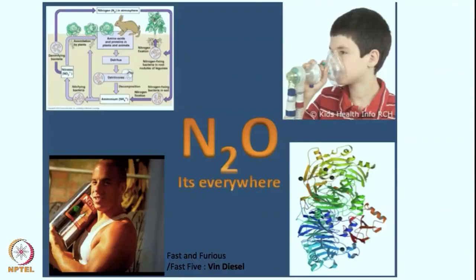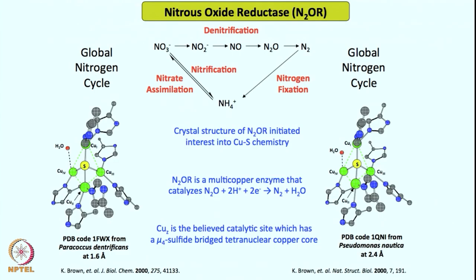As you know, the denitrification process involves nitrite to NO to N2O and finally nitrogen formation. From nitrate, this whole process starts, and there is of course nitrate assimilation and nitrogen fixation. Overall, the global nitrogen cycle is linked with nitrous oxide. The process by which nitrous oxide is converted to nitrogen is our major focus today.